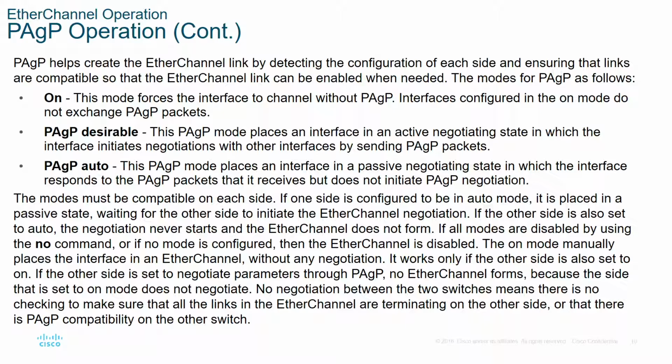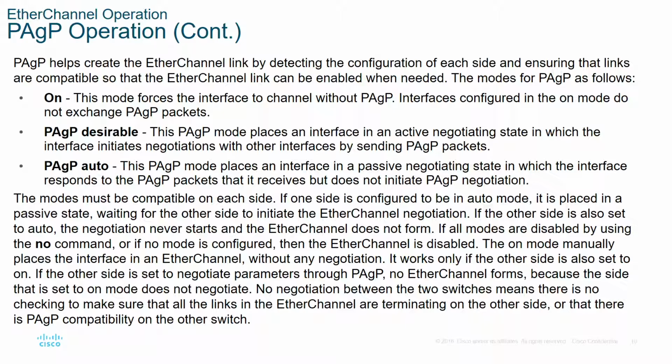PAgP desirable. This PAgP mode places an interface in an active negotiating state in which the interface initiates negotiations with other interfaces by sending PAgP packets. PAgP auto. This PAgP mode places an interface in a passive negotiating state in which the interface responds to the PAgP packets that it receives but does not initiate PAgP negotiation. The mode must be compatible on each side.